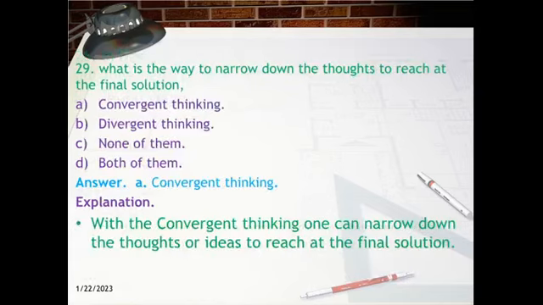29. What is the way to narrow down the thoughts to reach the final solution? Convergent thinking. Divergent thinking. None of them. Both of them. Answer: A. Convergent thinking. Explanation. With convergent thinking, one can narrow down the thoughts or ideas to reach the final solution.